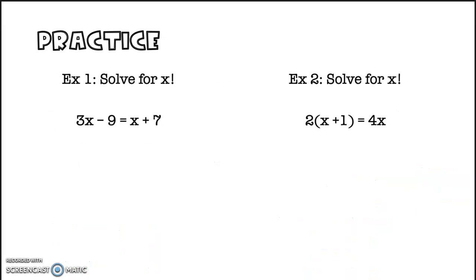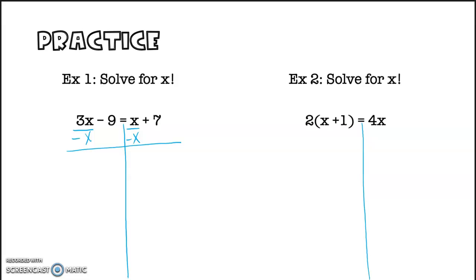Alright, so some practice. To start, before we do anything, we're going to draw that line. We can do it to both if we want to. Whatever helps you. So let's get all of our variables on one side. Again, I'm going to look for my smaller variable term, which in this case is x, and it's positive, so I'm going to subtract it from both sides.